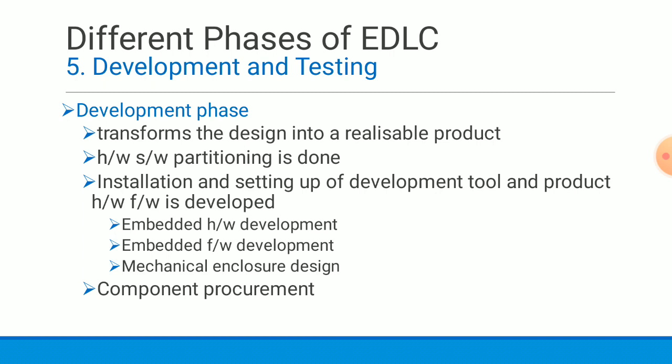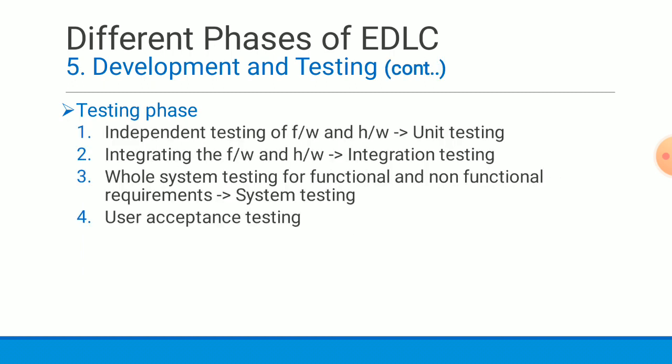Development phase, component procurement is also carried out during this development phase. So the component procurement should be planned well in advance to avoid the possible delay in the product development. Now the fifth phase is the development and testing phase.